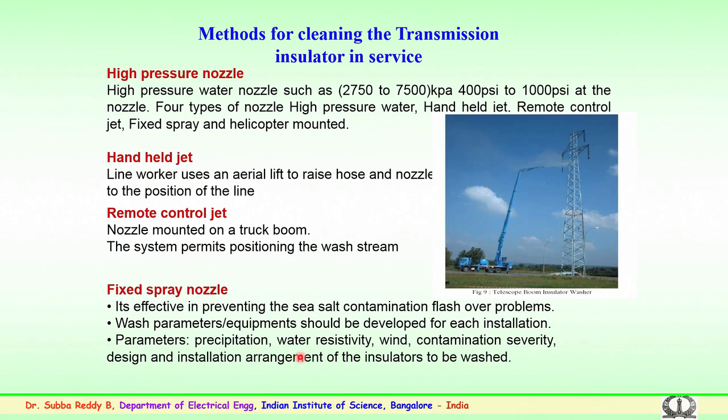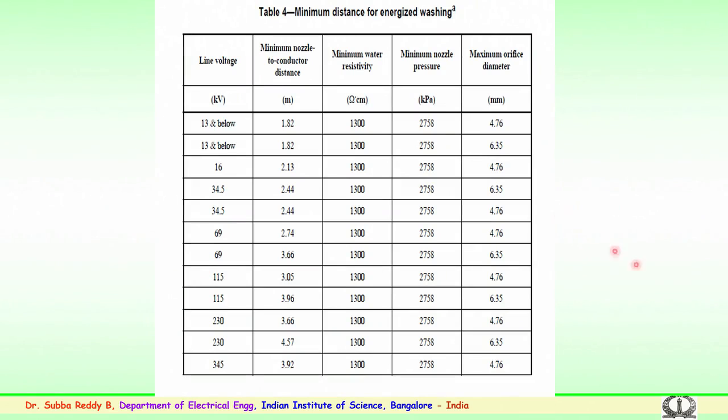Here wash parameters or equipment should be developed for each installation. Parameters like precipitation, water resistivity, wind, contamination severity, and the design and installation arrangement of the insulators to be washed. All these are of importance, and several techniques are being followed for the water pressure and the nozzle sets.